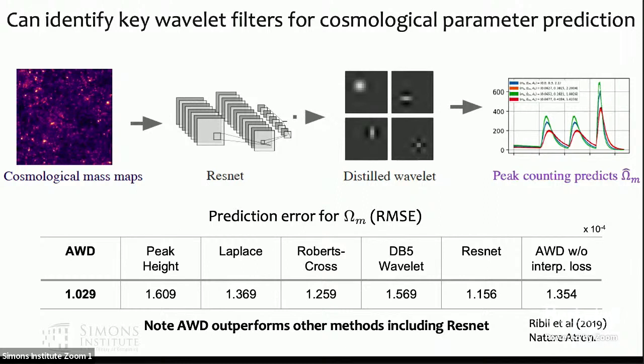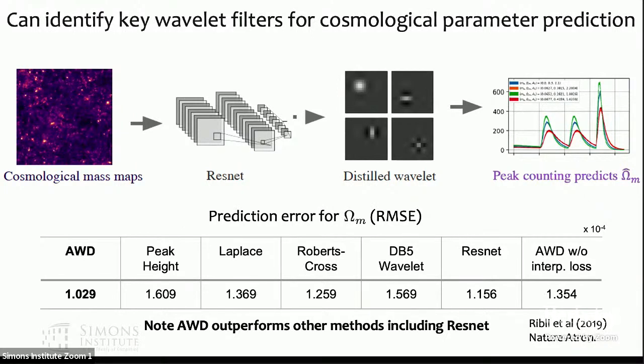So the prediction error, the lower, the better. It's actually 10 to the minus 4. It's pretty high precision. And the peak height means you just use the peak height, just counting without doing any wavelets. You get 1.6. If you use the Laplace kind of wavelet, you get 1.3. You use another wavelet, you get 1.2. You do WG5, you don't do as well, and ResNet does much better than all of that.